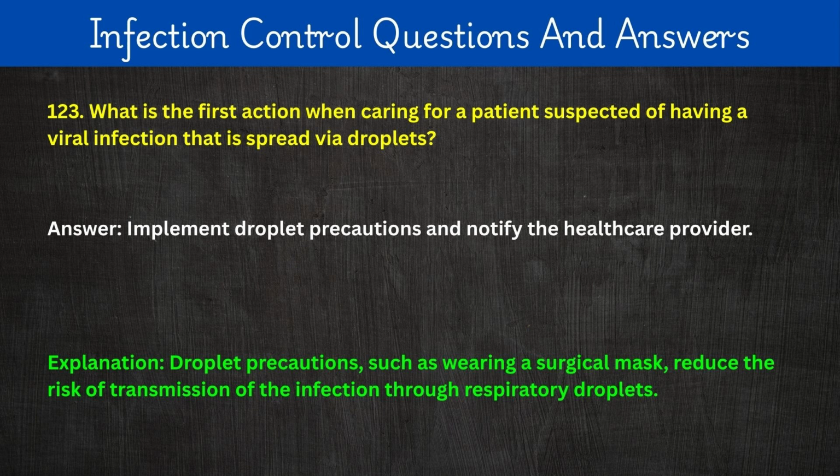123. What is the first action when caring for a patient suspected of having a viral infection that is spread via droplets? Answer: implement droplet precautions and notify the healthcare provider. Explanation: droplet precautions, such as wearing a surgical mask, reduce the risk of transmission of the infection through respiratory droplets.